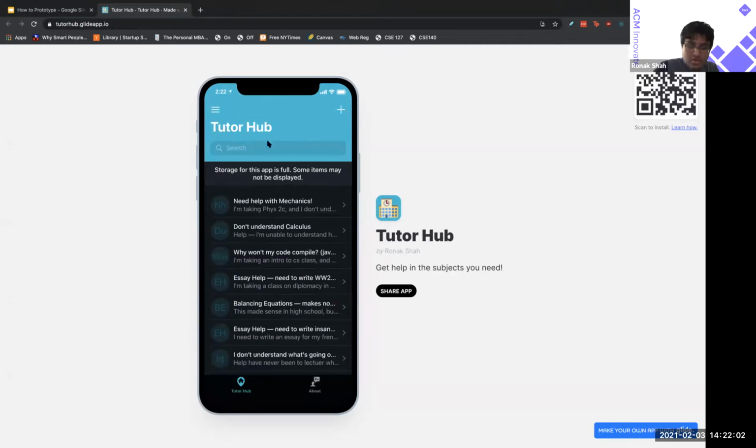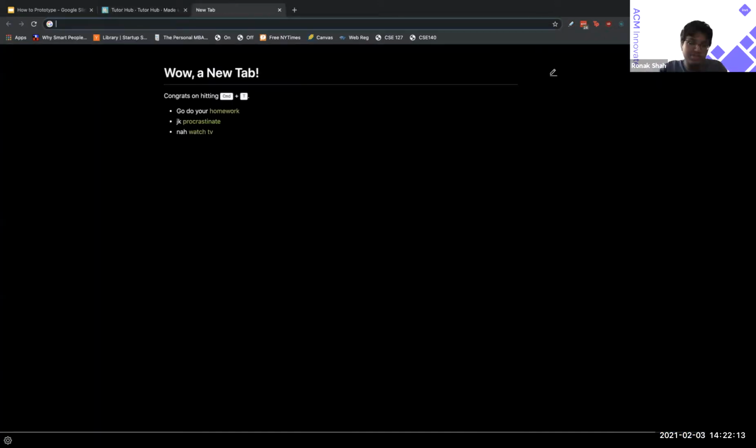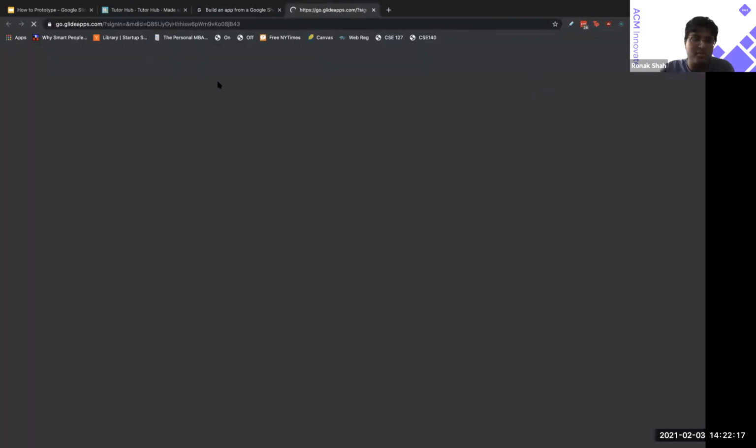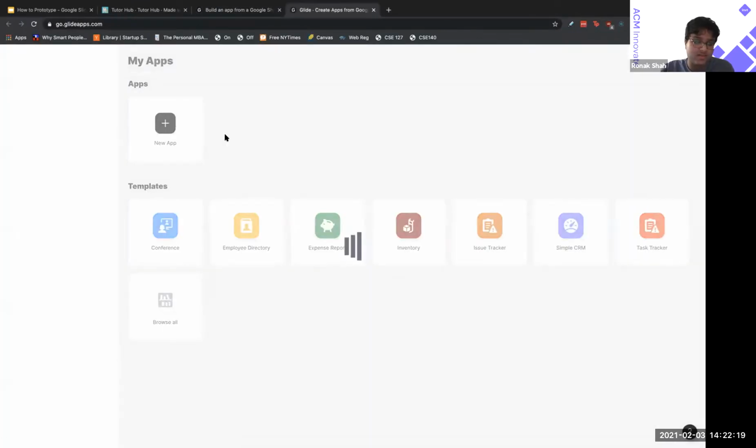And I believe it should load, unless I've pulled up the free plan with all my random test things. But yeah, you can see we can just build a prototype of this. And if I actually pull up the code involved in it, it's fairly simple because all it really is is just a Google Sheet.